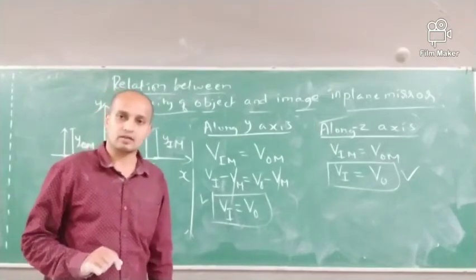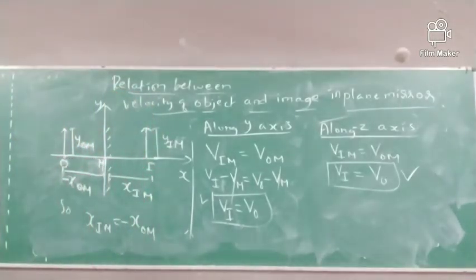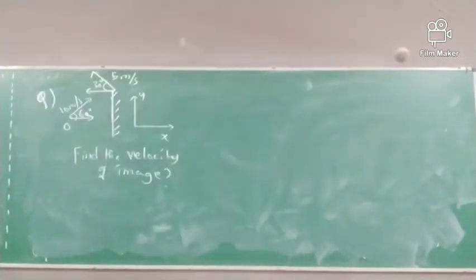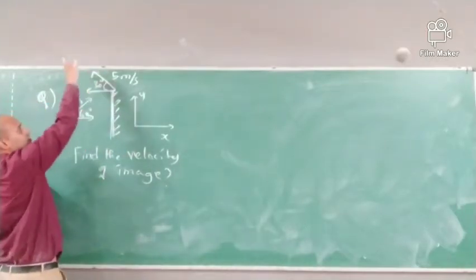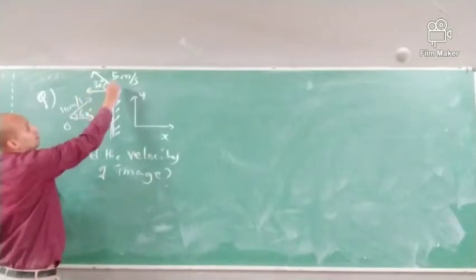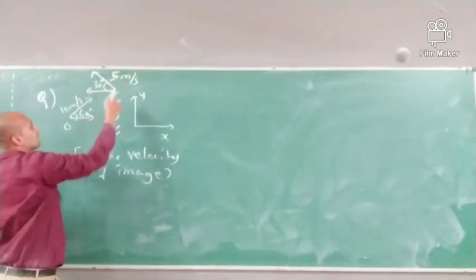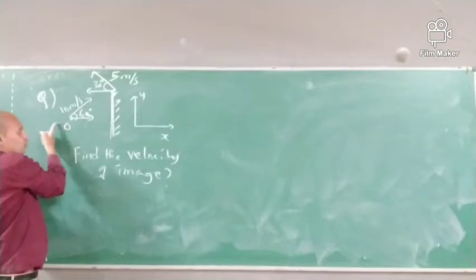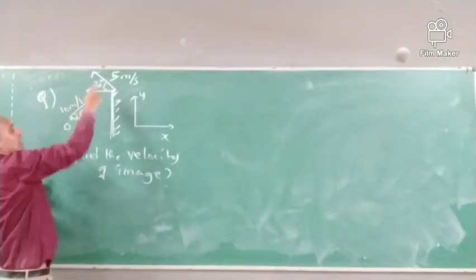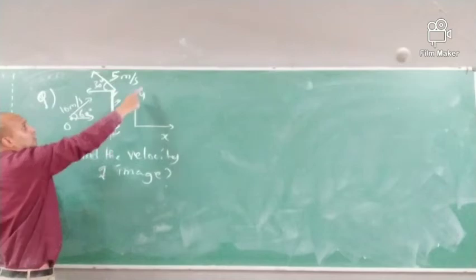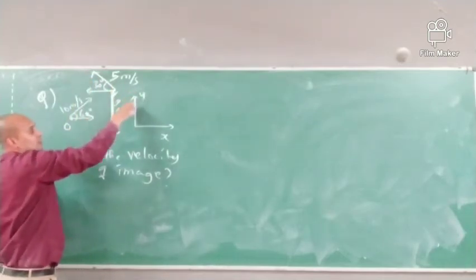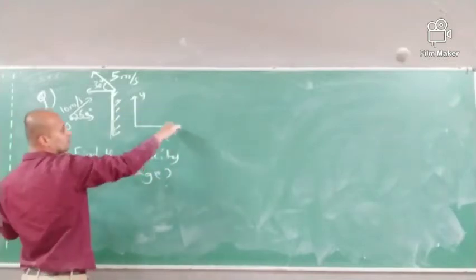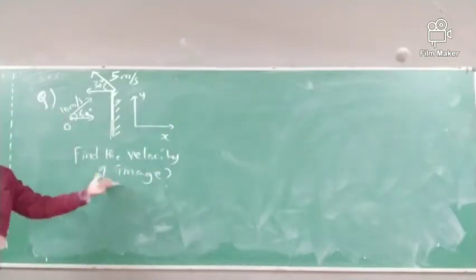Let us take some numericals. One example I am going to take. One mirror is there. The mirror is moving along this direction, which makes 30 degrees with the horizontal, with 5 meter per second. And one object is there at 60 degrees with the horizontal. It is moving along this direction. Correct? This is moving along negative x-axis. This is moving along positive x-axis. This is y and x-axis. Correct? Find the velocity of image.